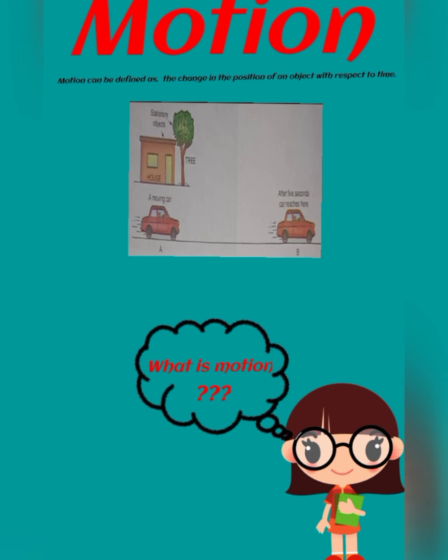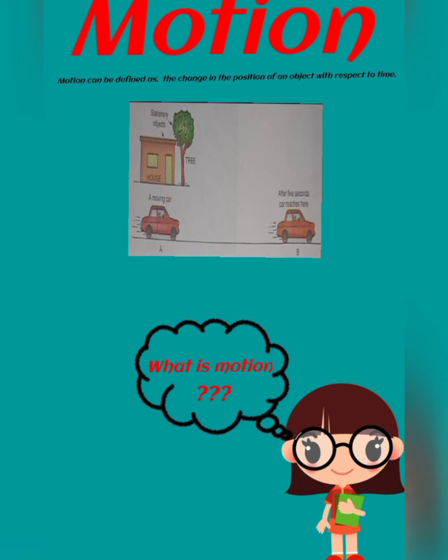A body is said to be in motion when its position changes with respect to its surroundings. As this happens over a period of time, we can define motion as the change in the position of an object with respect to time.